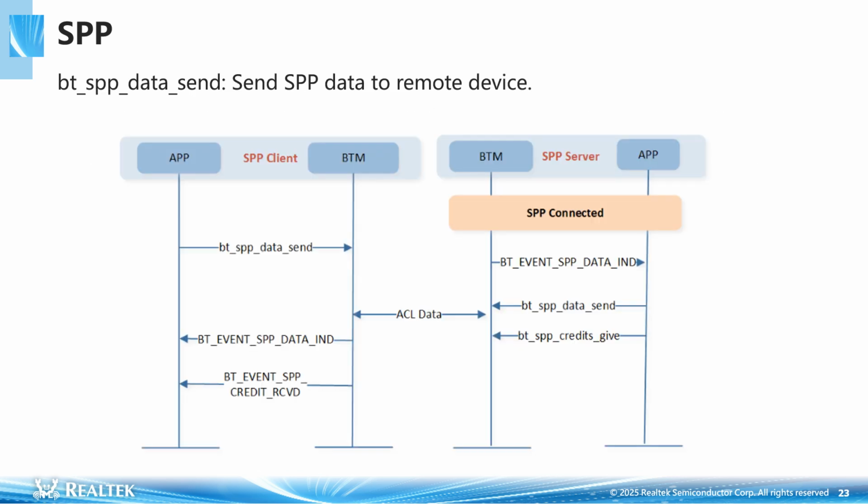Taking the BT SPP data send interface in the Realtek SDK as an example, the interaction flow is shown in the diagram. The application initiated BT SPP data send, and the peer device received BT event SPP data IND. If the peer device also sends SPP data, the application will also receive BT event SPP data IND.